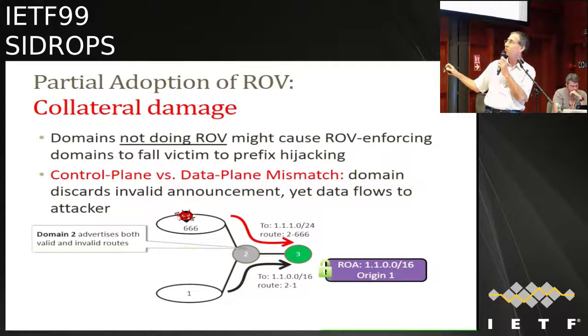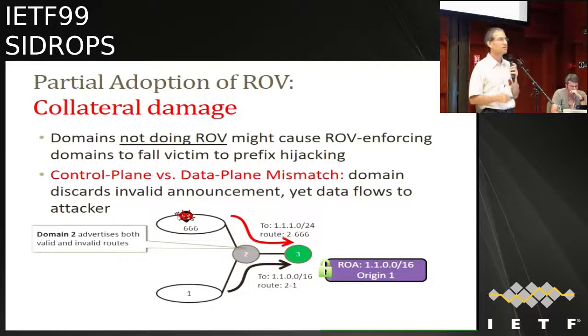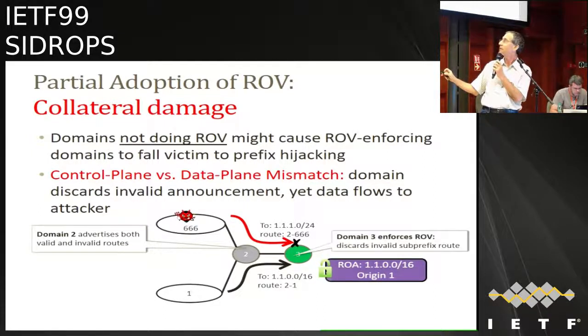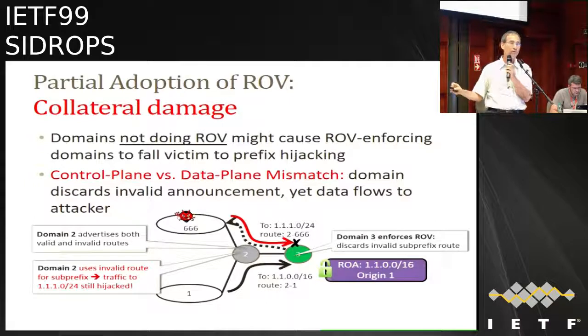They both announce the 111 prefix, 111/24. Actually, the good domain is announcing 110016, which is a super prefix. But the attacker, of course, is doing a sub-prefix attack because this is the most effective attack. What is happening now is that the fact that domain 3 has adopted ROV does not help the traffic, because the traffic will still be sent to the attacker. The traffic to the sub-prefix is still sent to the attacker because of the sub-prefix attack.